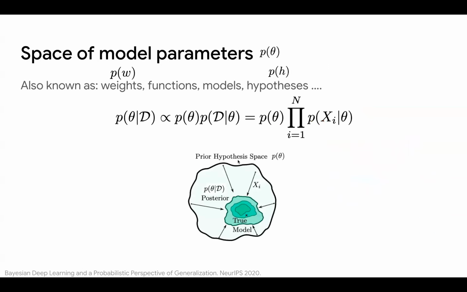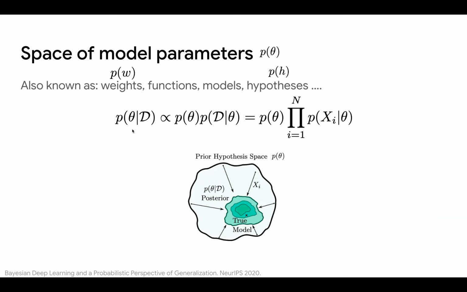So now let's look more deeply into the space of model parameters, because that's going to be the center of our attention for the next few slides. There are different names for parameters. You can write parameters or weights. Some people equate parameters with functions or models. Some people say hypotheses as well. And depending on which language you're using, you may use theta, W, or H. I can't think of any other letter here, but these are typical choices.